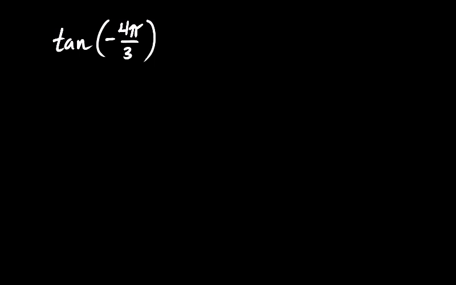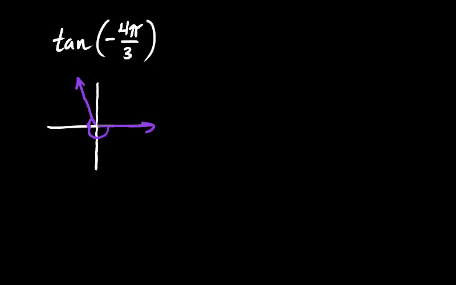So first thing you're going to do is draw the angle as well. Here's my initial side right there. And then negative means we go clockwise, and all the way around halfway is pi, so that's 1 pi, and then I need to go another third, so that'd be 4 pi over 3. Negative 4 pi over 3 would be right there.